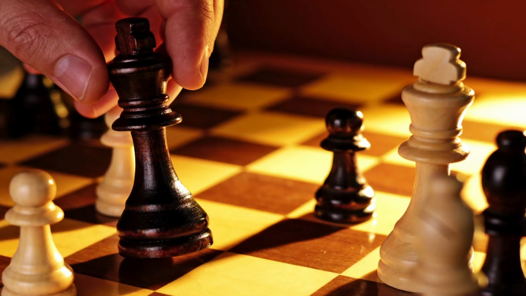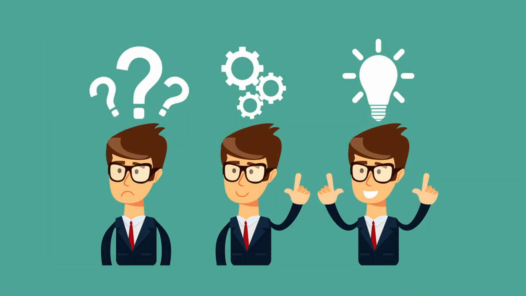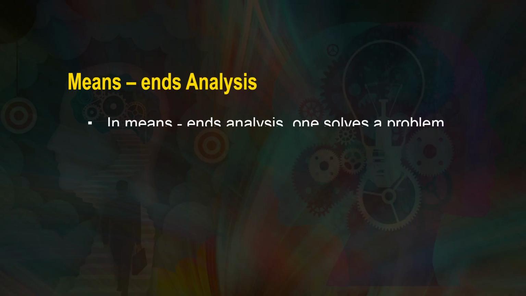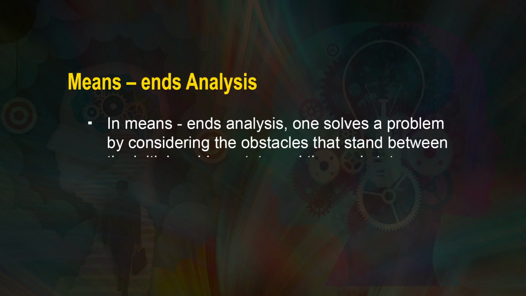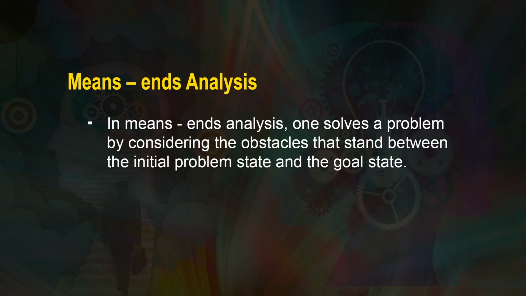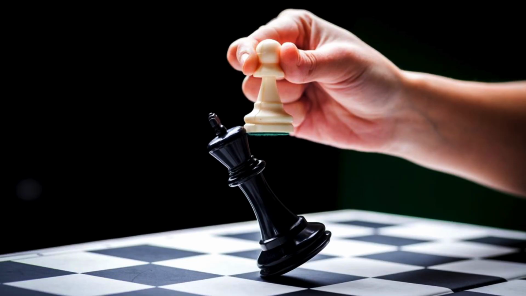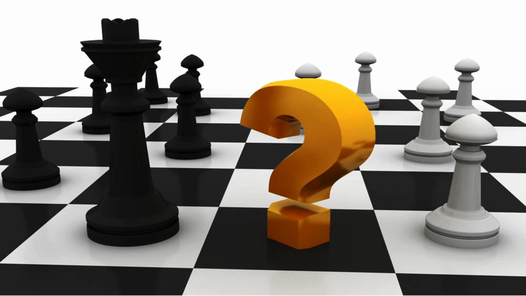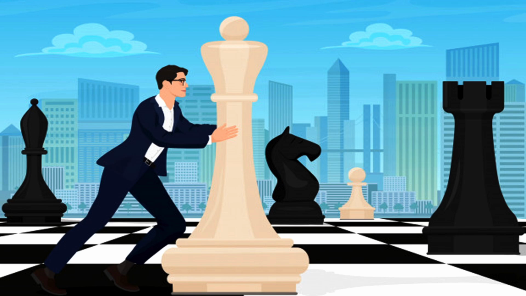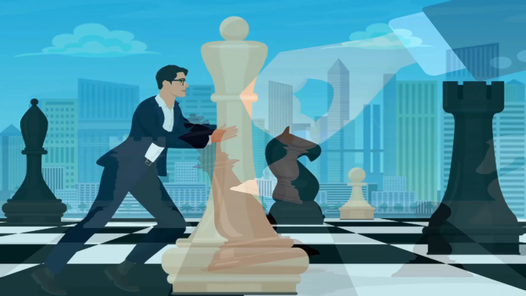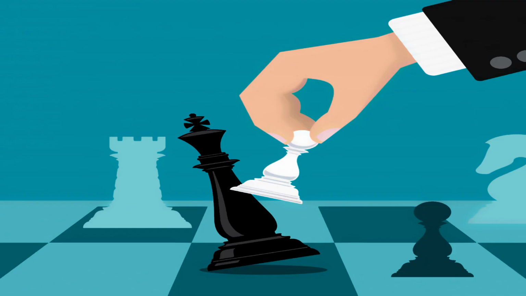This approach is useful in solving chess problems, working through mathematical proofs, in programming computers, and as well as solving day-to-day problems. In means ends analysis, one solves a problem by considering the obstacles that stand between the initial problem state and the goal state. The elimination of these obstacles is then defined as simpler sub-goals to be achieved. When all of the sub-goals have been achieved, when all of the obstacles are out of the way, then the main goal of interest has been achieved, because the sub-goals have been called up by the need to solve this main goal.